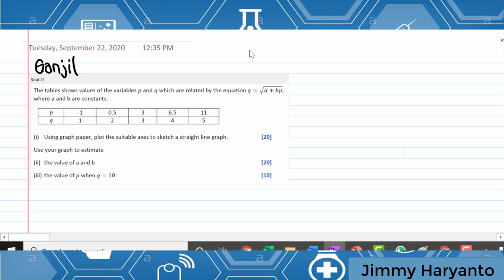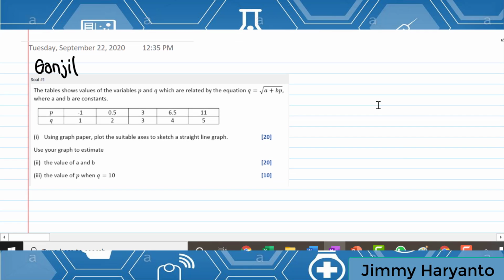Okay guys, this is the solution of your test, chapter 1 test about linear law. Number 1, the table shows the values of variables p and q which are related by the equation q equals square root of a plus bp, where a and b are constants. Using graph paper, plot the suitable axes to sketch a straight line graph.